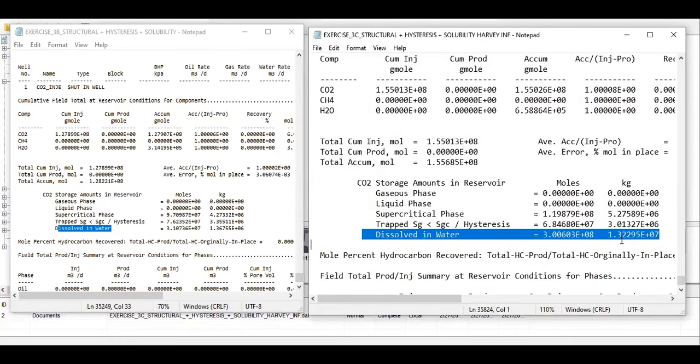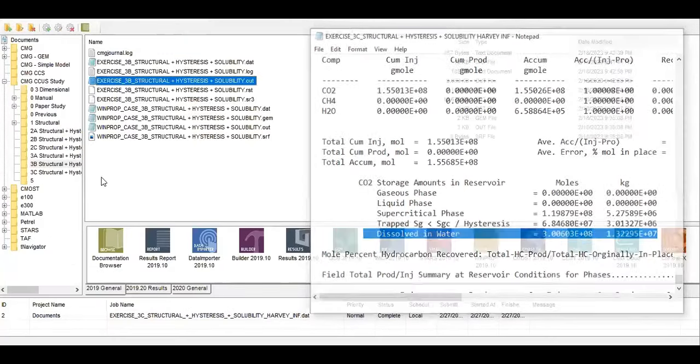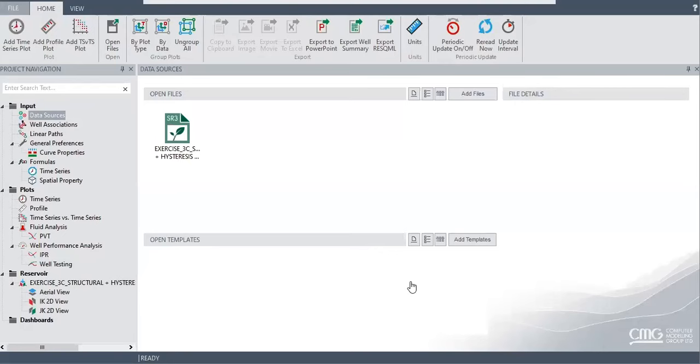Okay, so these are the results generated, and we are looking at the .out file. But the best way for us to visualize the result is, of course, using the results feature of the CMG. So let's just close and then go to 3C and then just put the .sr3 onto the results. All right. Okay, so now we are already in the results.